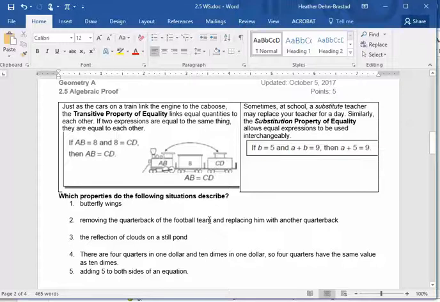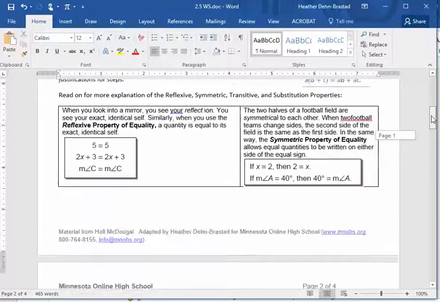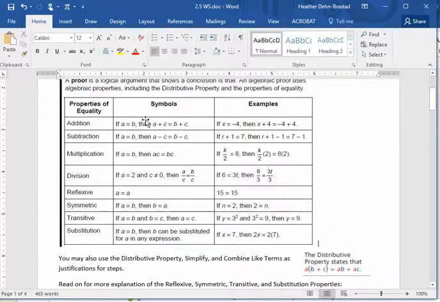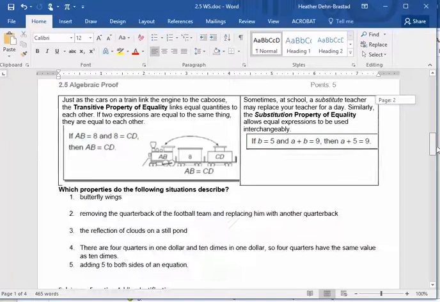Removing the quarterback of a football team and replacing him with another quarterback, that's like the substitution property. Adding 5 to both sides of an equation, this one's only got one answer. That is most definitely the addition property of equality. The full name is addition property of equality. If you just write addition property, I'll be okay with that.